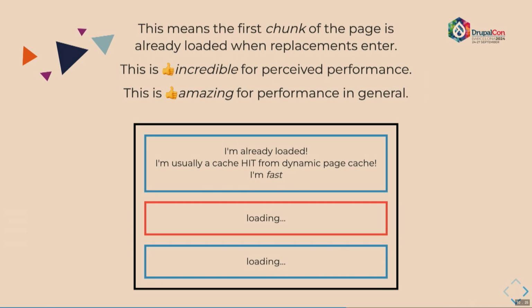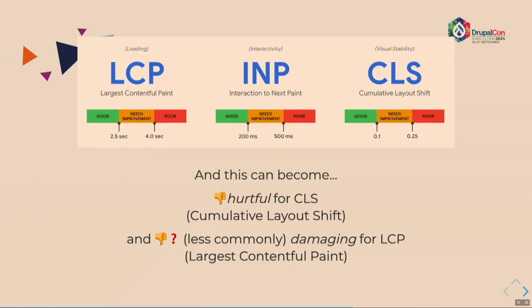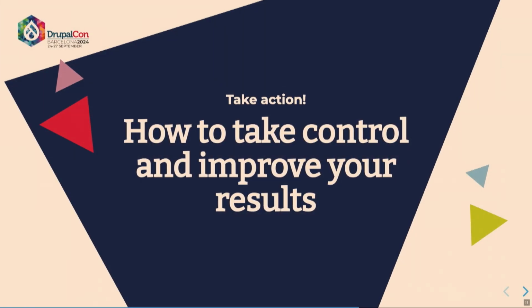It's amazing for performance in general, but this can be hurtful for the third one, the cumulative layout shift. And this is less common, but also can hurt your LCP, your largest contentful paint, okay? So some problems were solved, especially performance issues, but some problems can be introduced. So the most important part of this is, now that you know how this works, how can you take control and improve your results on your page by making conscious decisions when it comes to placeholdering and cache, etc.